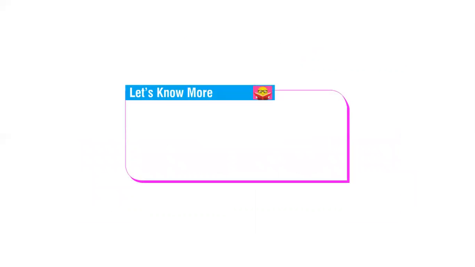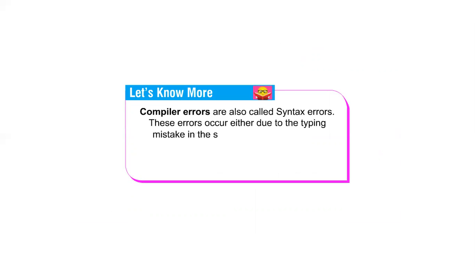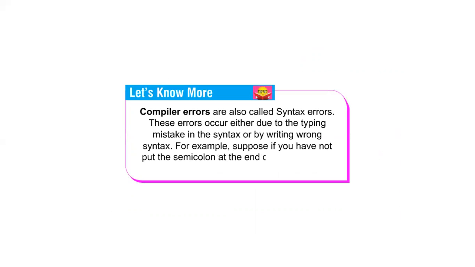Students, let us know more. Compiler errors are also called syntax errors. These errors occur either due to a typing mistake in the syntax or by writing wrong syntax. For example, if you have not put the semicolon at the end of a statement, it will create a compiler error.